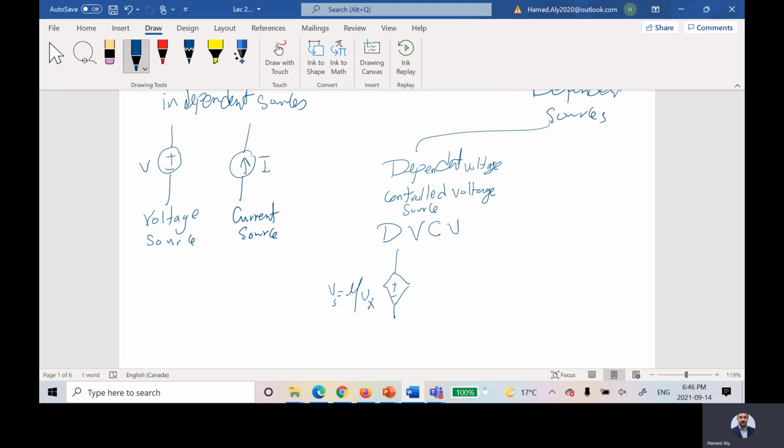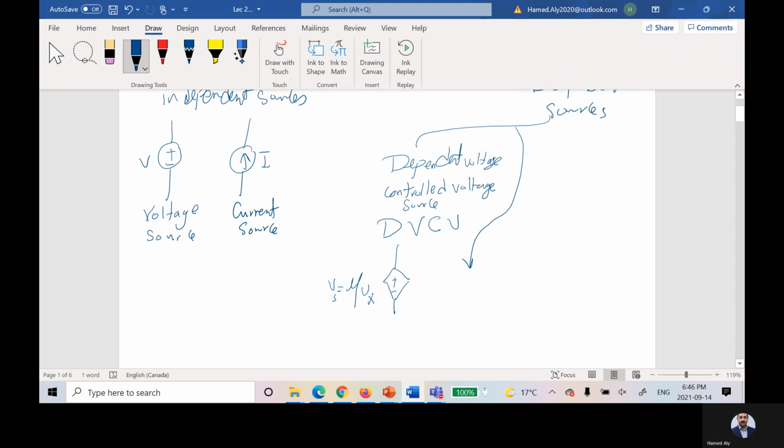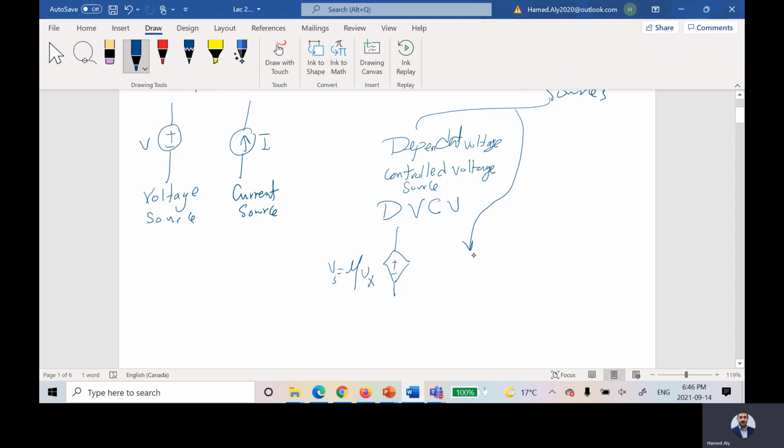The second type is a voltage source as well, but it is depending on current, and it's called dependent current controlled voltage source. So this guy is something like that. Its voltage value is equal to a constant P or whatever multiplied by the current for a specific branch. It's a voltage source, but it is depending on current for a certain branch.